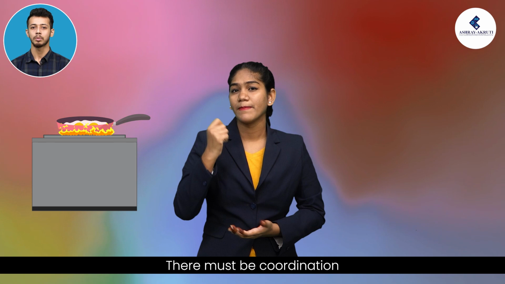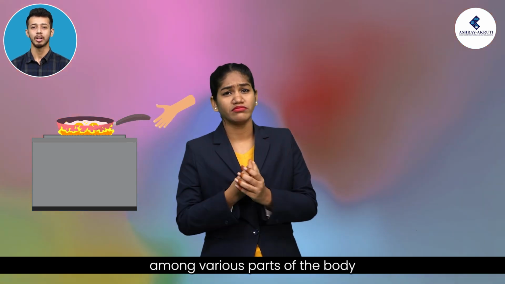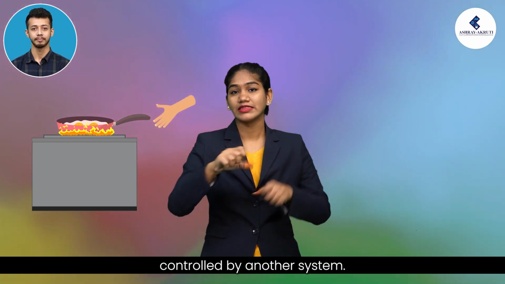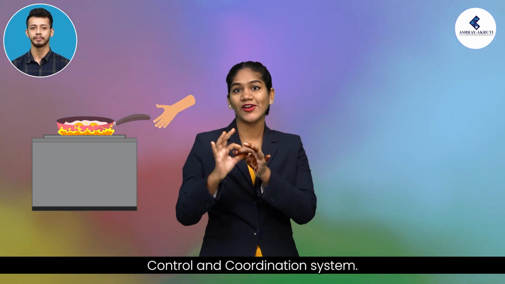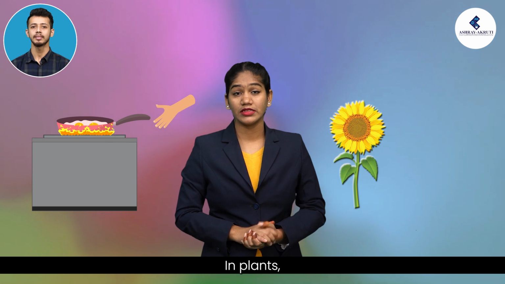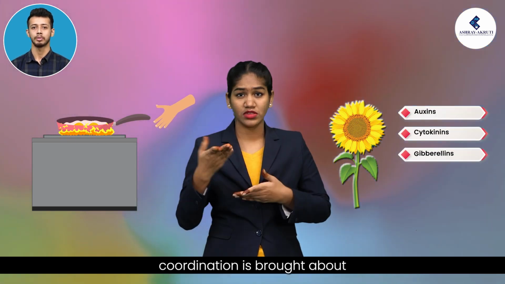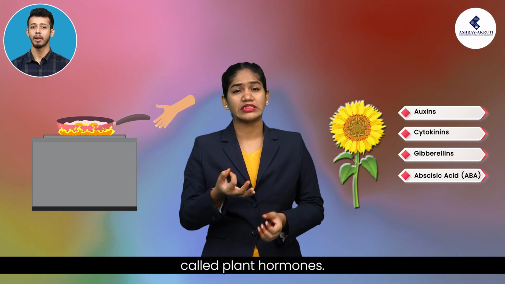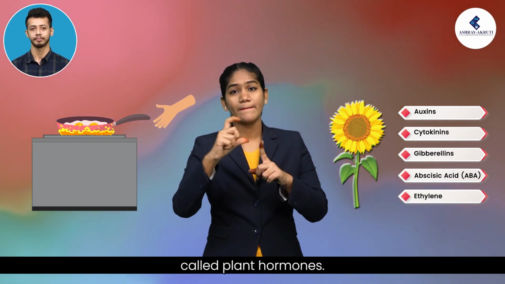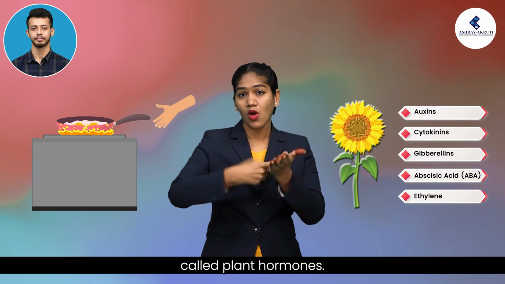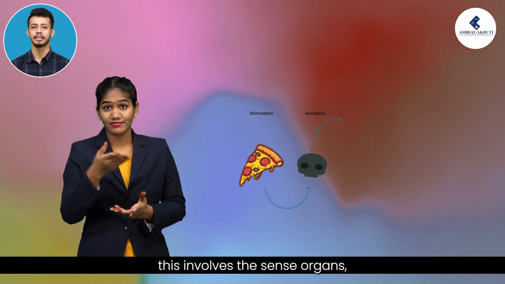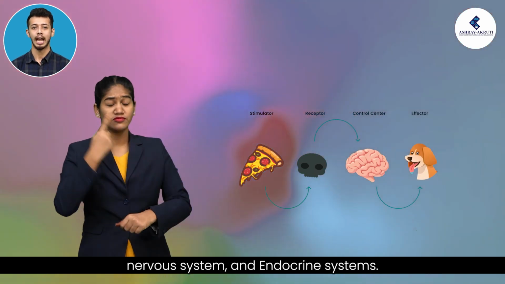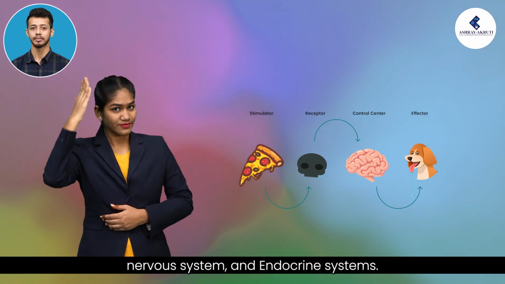There must be coordination among various parts of the body, which is in turn controlled by another system. This is called control and coordination system. In plants, coordination is brought about by special chemicals called plant hormones. In animals, this involves the sense organs, nervous system, and endocrine systems.